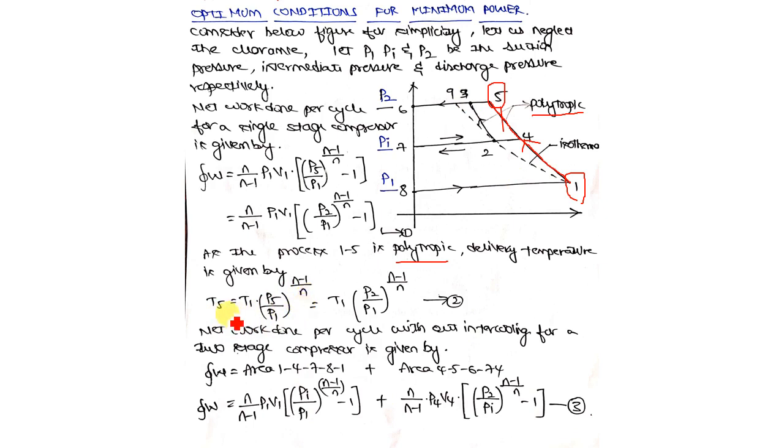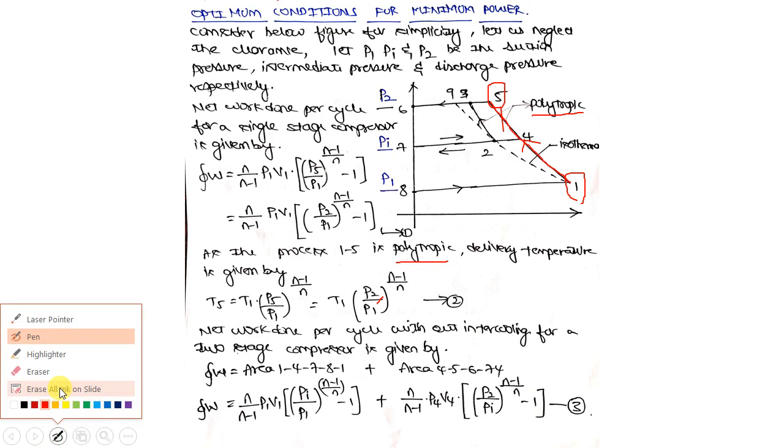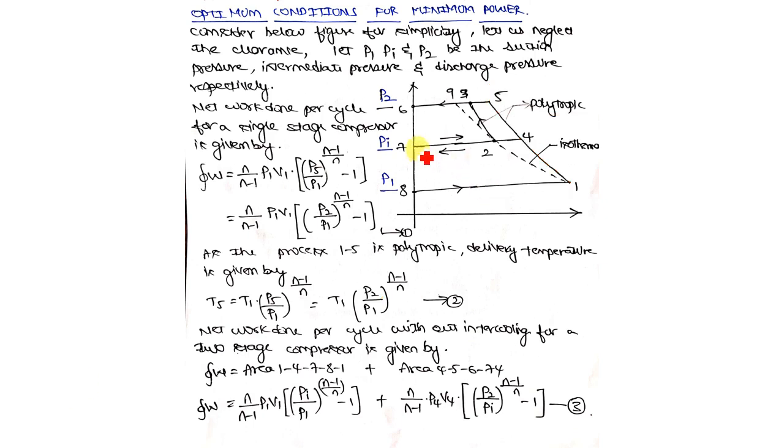Net work done per cycle without intercooling for two-stage air compression is given by, see, net work done without intercooling. So in the two different stages, the first stage is this particular thing. Okay, so this is without intercooling, in the sense it is going in a polytropic way. Now this is your first thing.